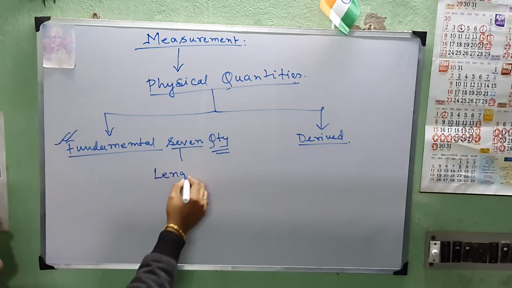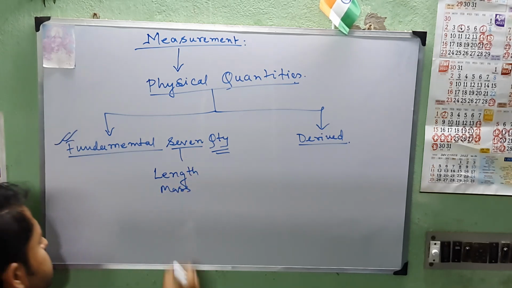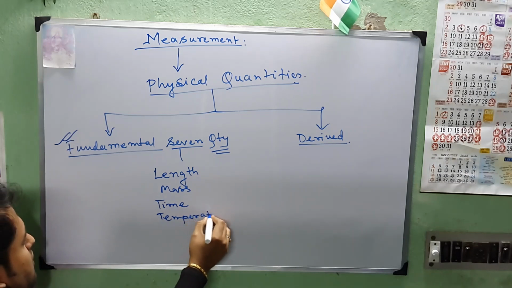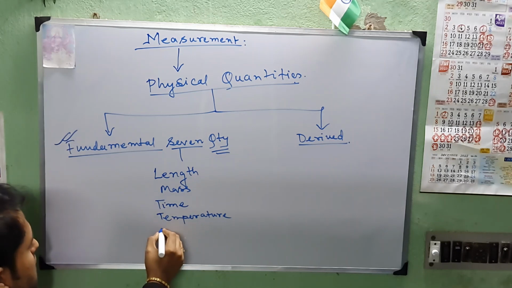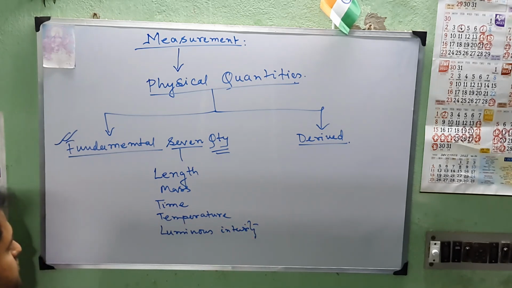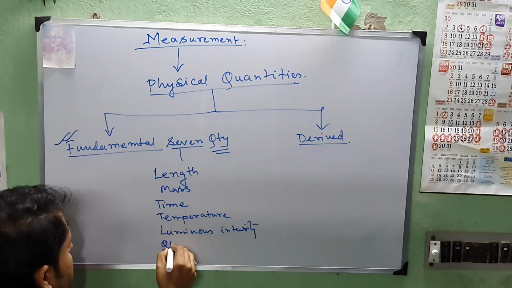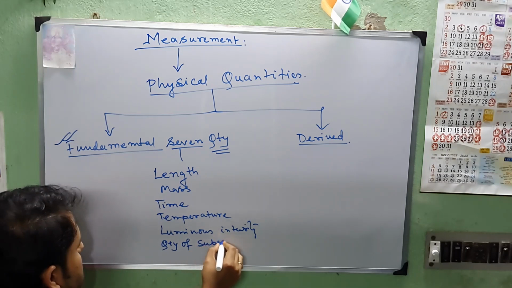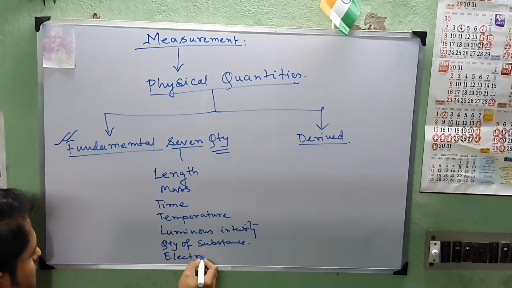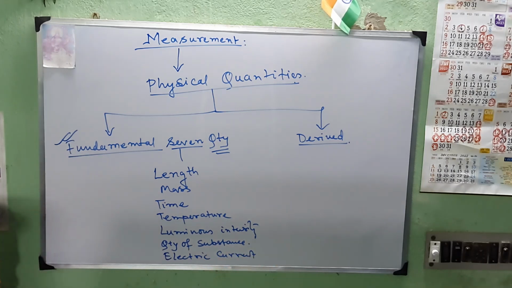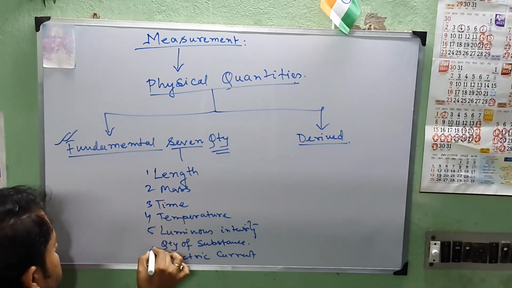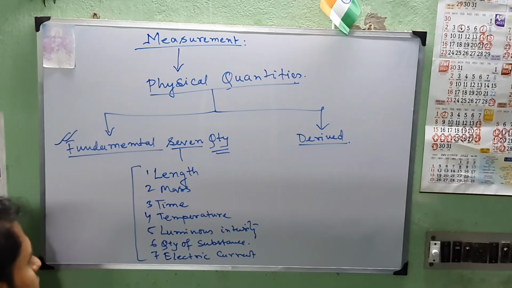Suppose this is length, mass, time, temperature, luminous intensity, quantity of substance, electric current. These are the quantities 1, 2, 3, 4, 5, 6, 7. These are the 7 primary fundamental quantities.